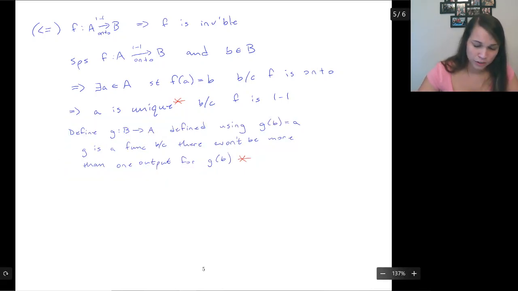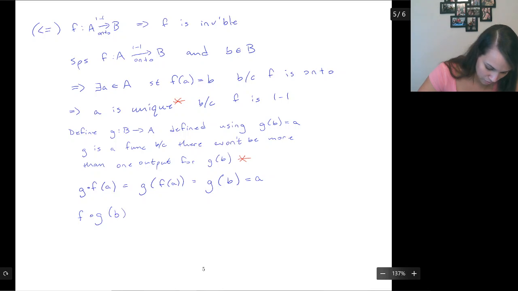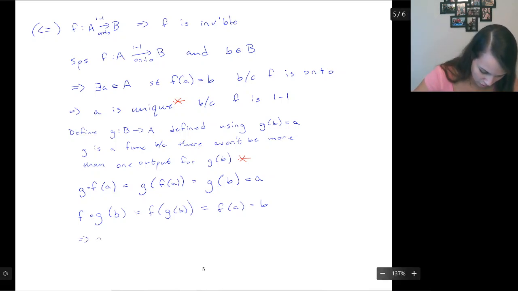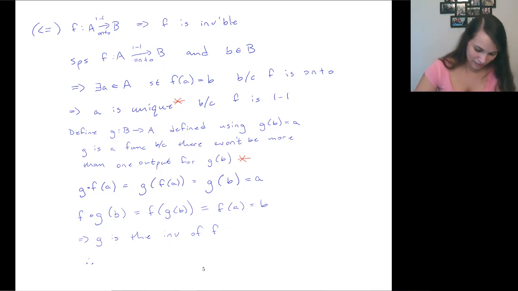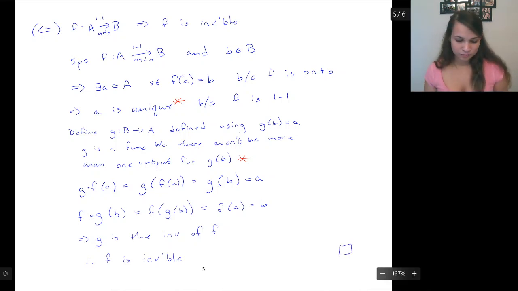Well, the only way to determine that is to start doing some compositions. So if we do G composed with F of A, we need to get A back out. That's the same thing as G of F of A, which is going to be G of B, which is A. Perfect. Now we're going to do it the other direction. So then F of G of B is F of A, which is B. So there we go. We have identity function. We have identity function. So then G is the inverse of F. Therefore, since we were able to find the inverse, we can say that F is invertible. There we go. All done.